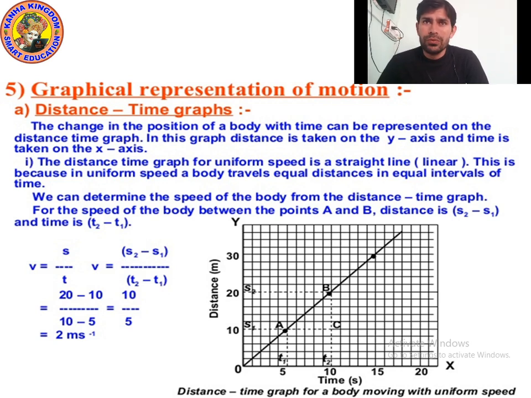So for the speed of the body between point A and B, where the distance is S2 minus S1 and the time is T2 minus T1, we get 2 meters per second. In this way we can easily calculate the value from a distance time graph. I hope it's very easy, it's not difficult. Now let's talk about the non-uniform speed graph. Let's move on to the next point.